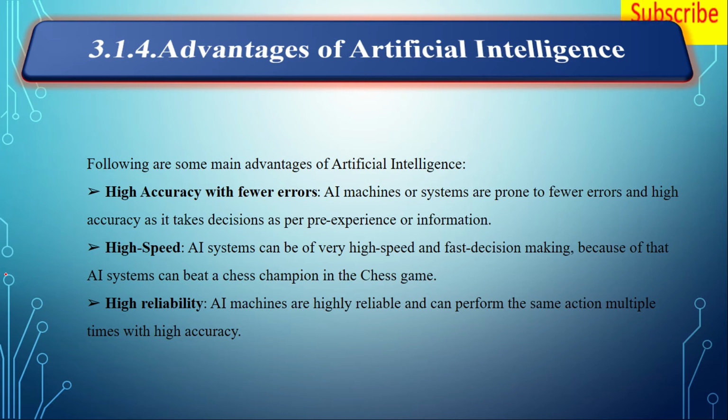High speed: an artificial intelligence system can be of very high speed and fast decision making. Because of that, AI systems can be a chess champion in the chess game.